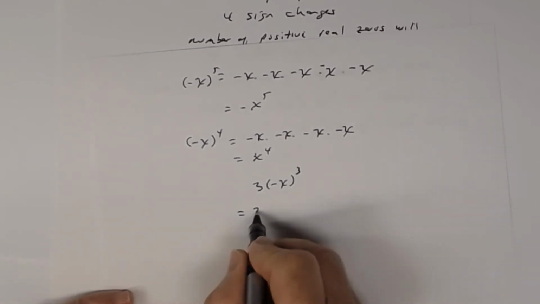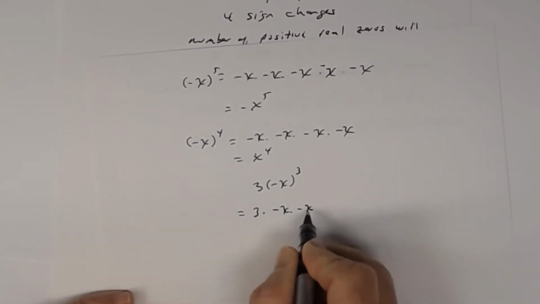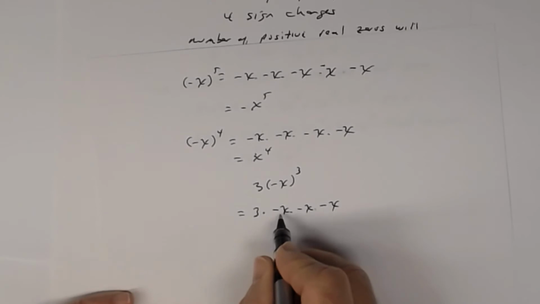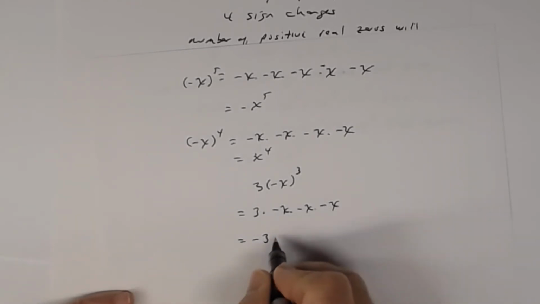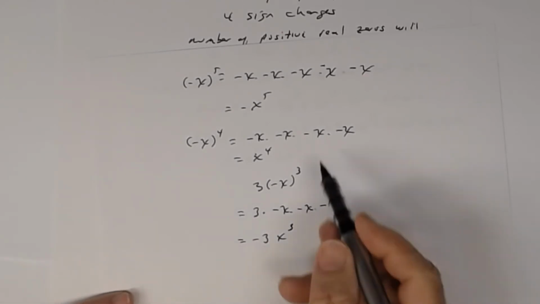Well, y'all agree that's 3 times a negative x times a negative x times a negative x, right? Well, a negative times a negative times a negative is a negative. So that's negative 3, and x times x times x is x cubed. But you don't have to do all this work.